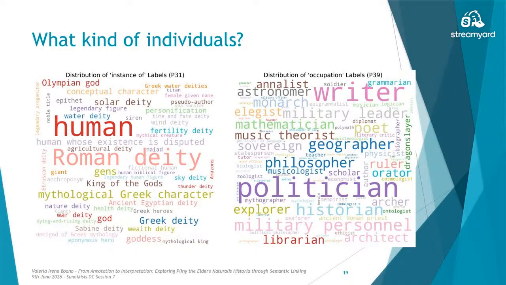And this is just to give you an idea of what kind of individuals I had in my corpus. On the left, you see the distribution of the instance of labels. And of course, we have a lot of humans and a lot of Roman deities. Whereas on the right, you see the occupation labels. So this regards only humans. And again, as probably expected, we have mostly writers that are sources and politicians. Sometimes the writers are also politicians.